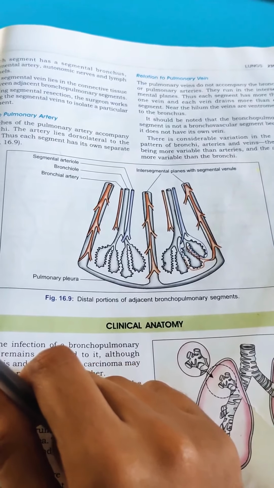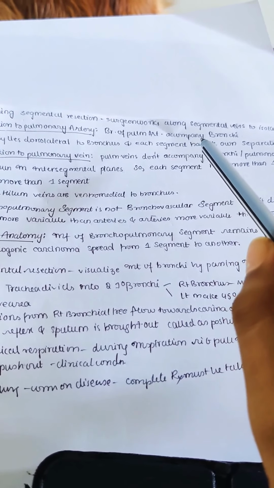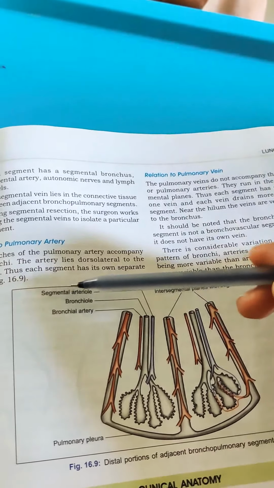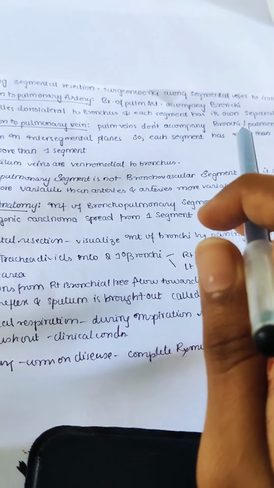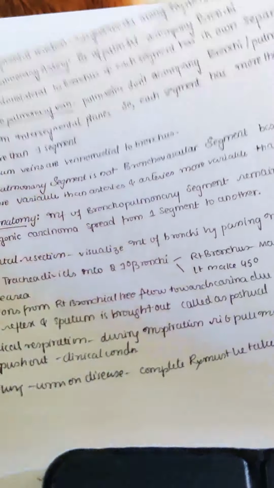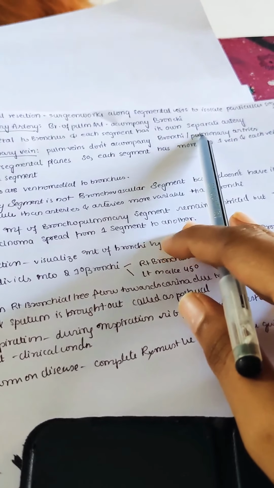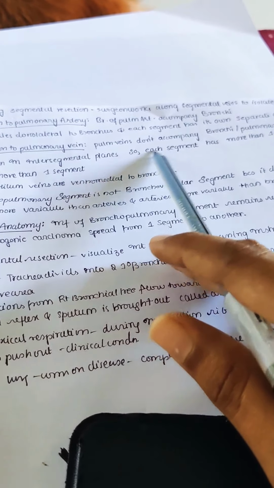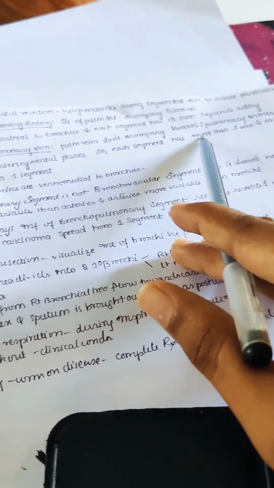In relation to the pulmonary artery, you can see here the branch of the pulmonary artery accompanies the bronchi. So one pulmonary artery branch accompanies each bronchus, and the artery lies dorsolateral to the bronchus, and each segment has its own separate artery, as we see. In relation to the pulmonary vein, it doesn't accompany the bronchi or the pulmonary artery.